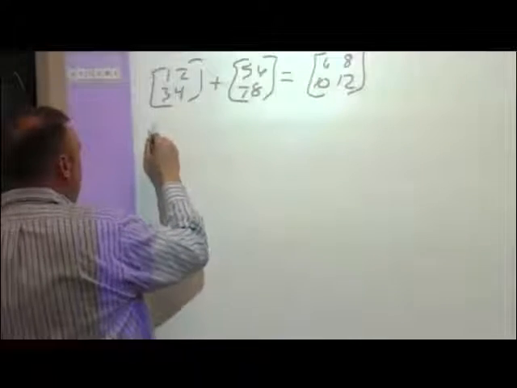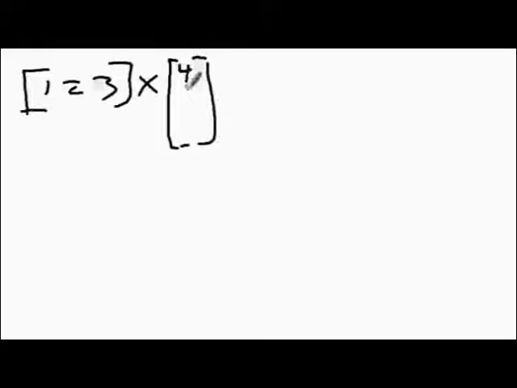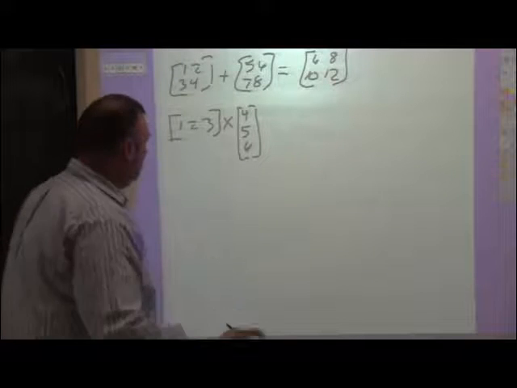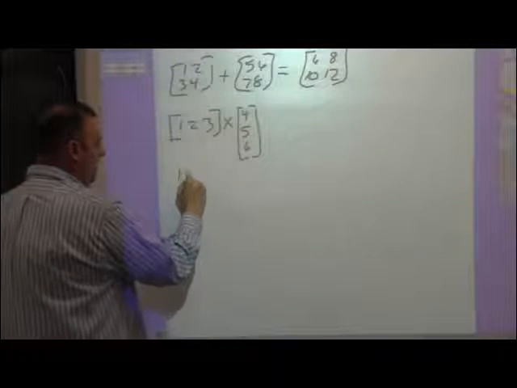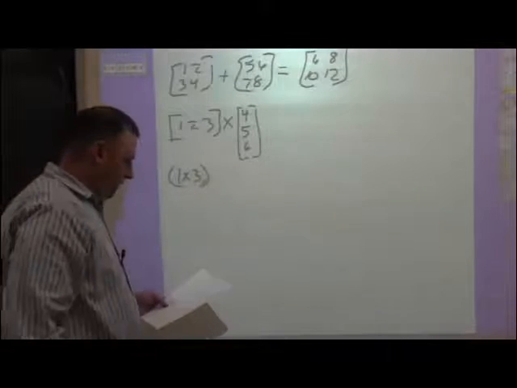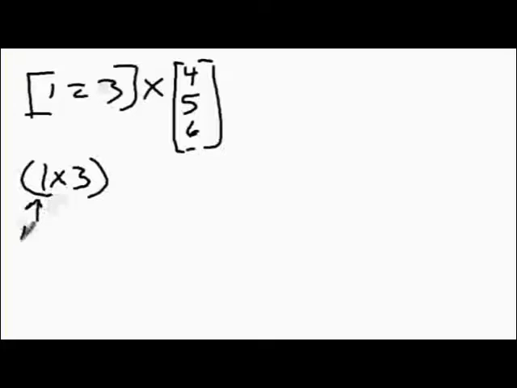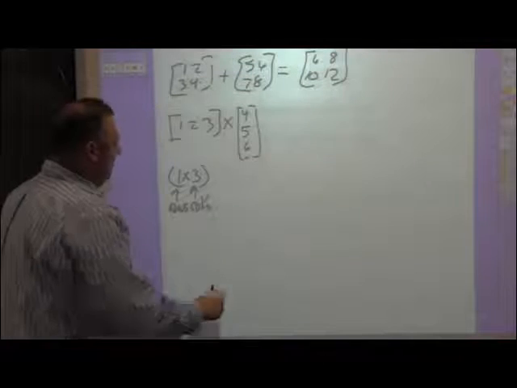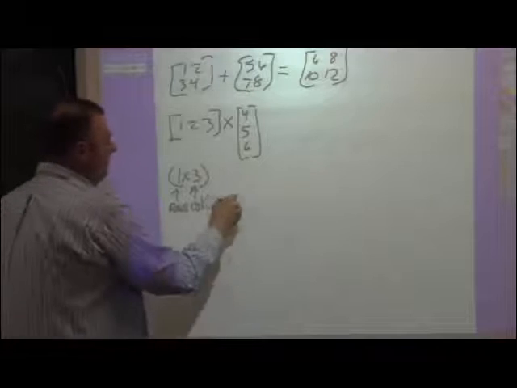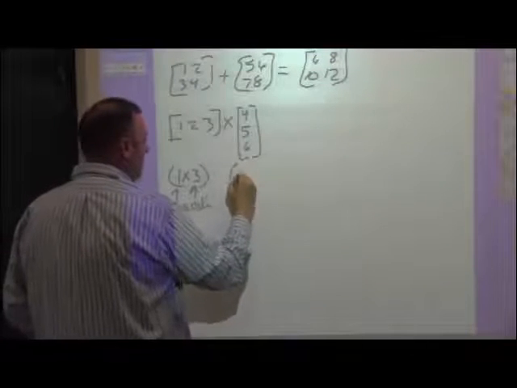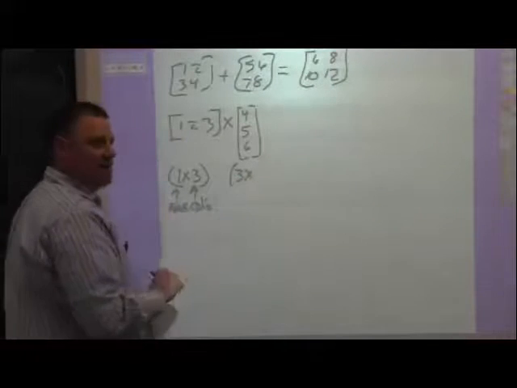So let me give you a matrix 1, 2, 3, and we're going to multiply it by a matrix that looks like this: 4, 5, and 6. Now the first matrix is a 1 by 3. The first number is your row: how many rows, by how many columns? The other matrix that I have here, well, how many rows does it have? It has 3 of them. And how many columns? It has 1.